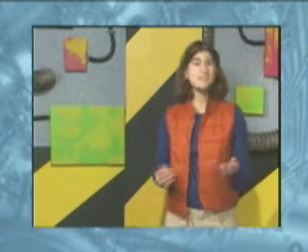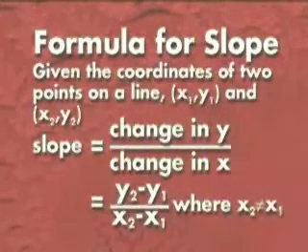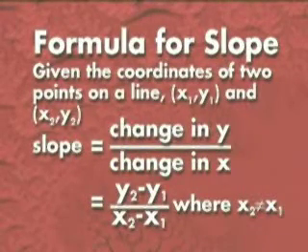Since we need to deal with several points at once, it's important to know which point you are talking about. Typically, the first point is called x sub 1, comma y sub 1, and the second point is called x sub 2, comma y sub 2. Take a look at how this notation is used in the formula for slope.